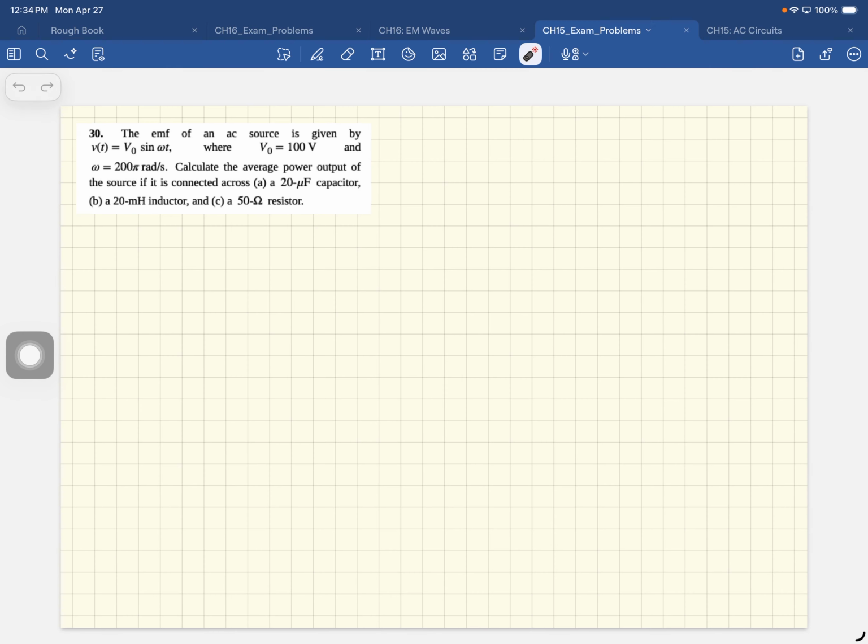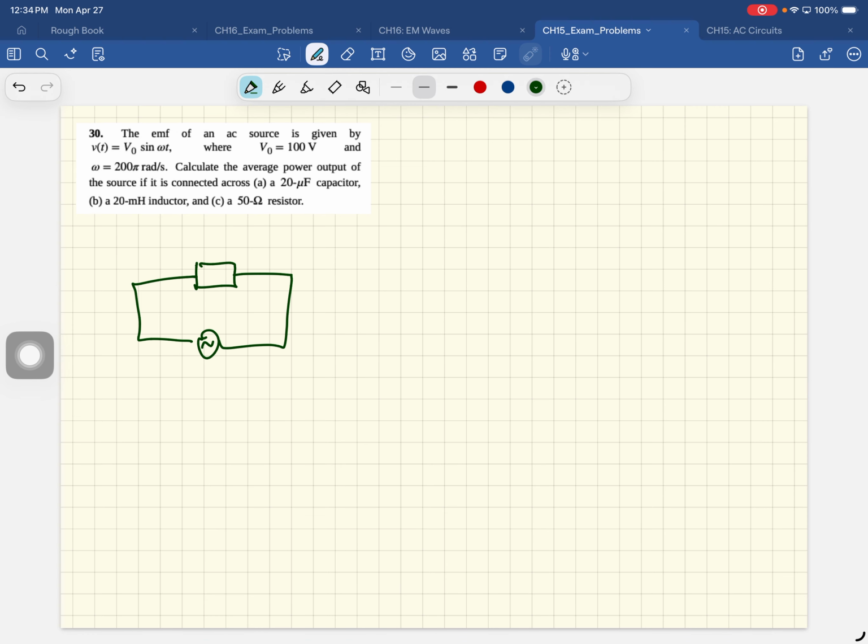We have this AC source, and we're connecting various circuit elements. We start off by connecting a capacitor, then an inductor, and a resistor. So this is the black box we're connecting the AC source to.